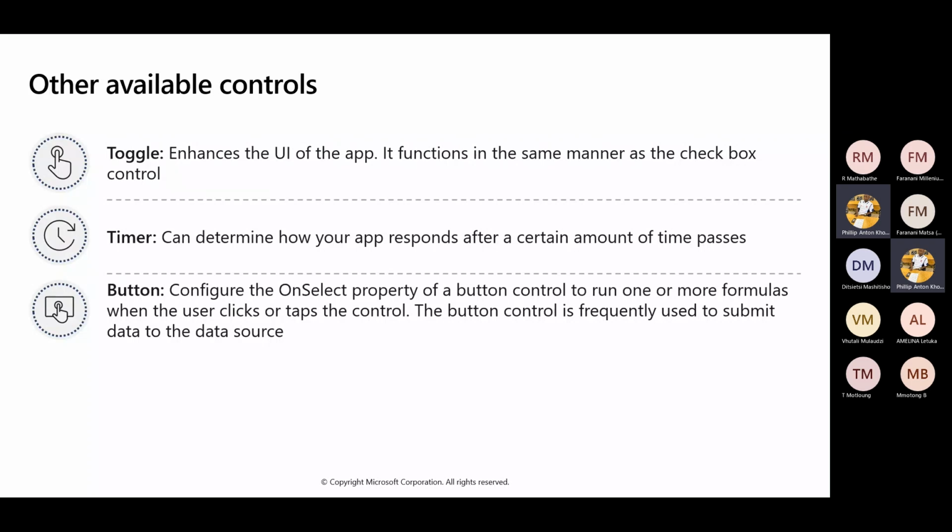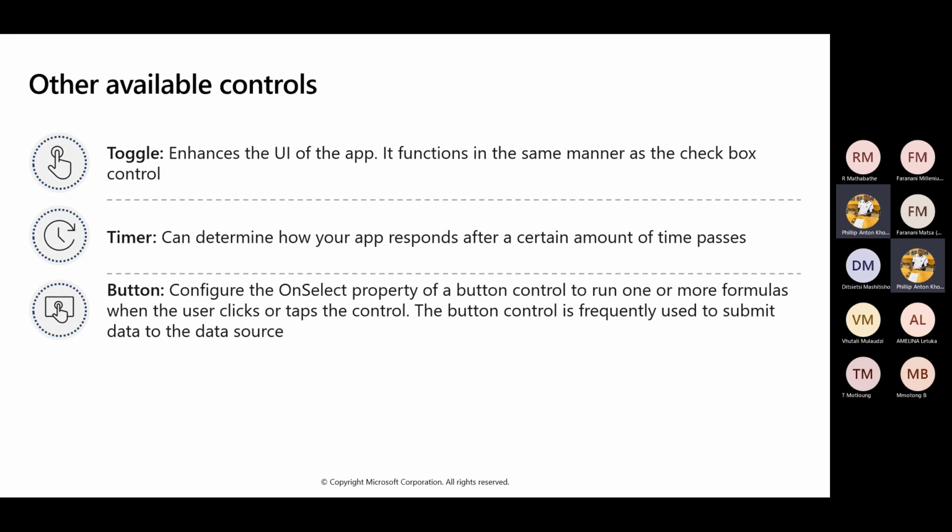And then we also have other available controls such as a toggle. A toggle button is a button that you click. It's more like an on and off button that you would use, and it enhances the UI of the app. It functions in the same manner as the checkbox control. And then we also have a timer which can determine how your app responds after a certain amount of time passes. And we also have what we call a button.